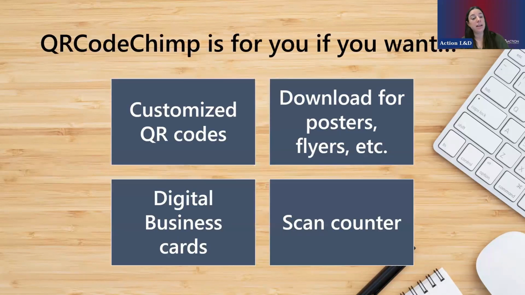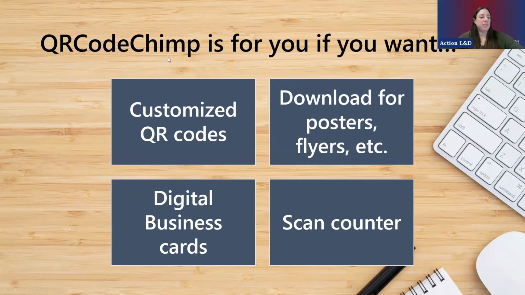So QRCodeChimp is for you if you'd like to create customized QR codes, if you'd like to download those QR codes and put them on your flyers, your posters, your contact cards, your anything really that you can scan. If you are someone who would like a digital business card, you can create those through QRCodeChimp as well. Scan it and then it'll give out your website, your email, your phone number, all that stuff that can be saved into that person's phone if they're using their phone to scan it, which, I might go out on a limb and say, like 99% of people are scanning these with their phones. And it can also count the scans and tell you how many people are using each QR code.